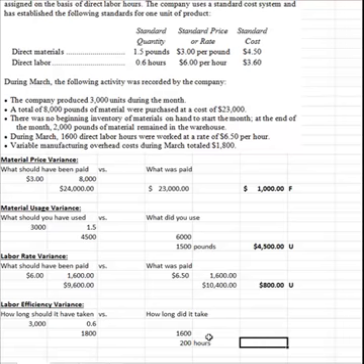And we multiply that times the standard rate in order to express it in dollars. So the 200 times the labor rate was 6. And is it favorable or unfavorable? You used fewer hours, so that's favorable. So there are your material and labor variances.